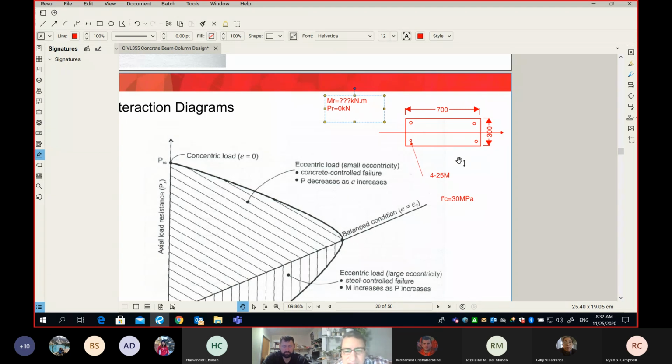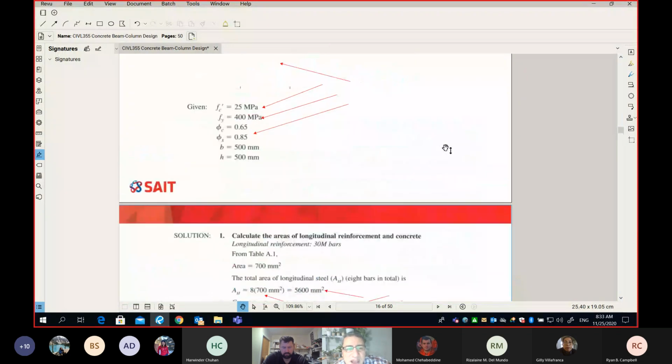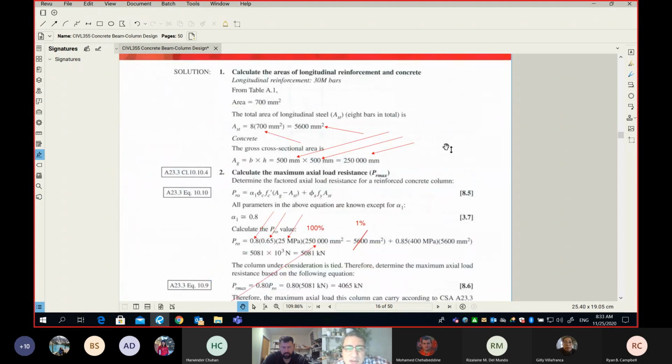Okay, let me reiterate. Can we find, if I give you the same section, but this time we're not applying a moment on the section. So I'm going to get rid of this arrow here. So we're not applying a moment. However, what we're applying is a centric force here at the centroid. Can you find the PR maximum? By the way, that was 5 minutes ago. So if I give you the same section as this section here, you will be able to find the maximum centric force that you can apply before you fail this section, okay?